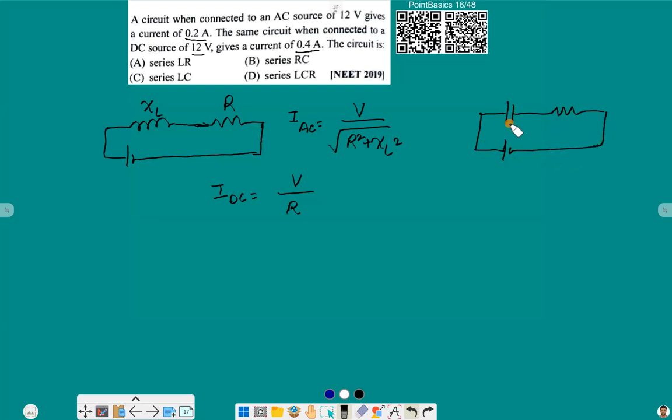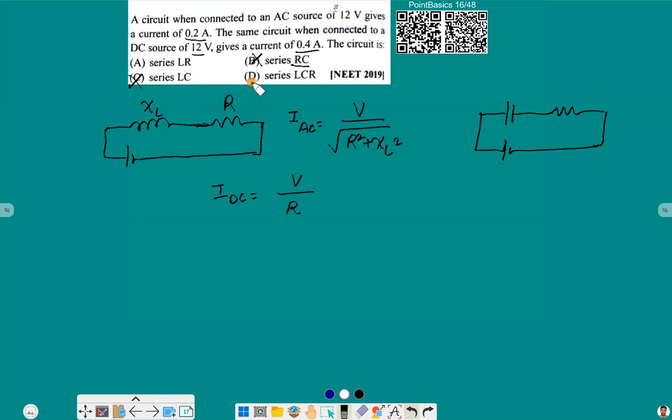And we know a capacitor does not conduct DC. So in case of DC, we will not get any current. So we can say, if a circuit has a capacitor, then that will be straightforwardly neglected in case of DC. And as we have DC current, this circuit will be neglected. Again, this circuit will be neglected.